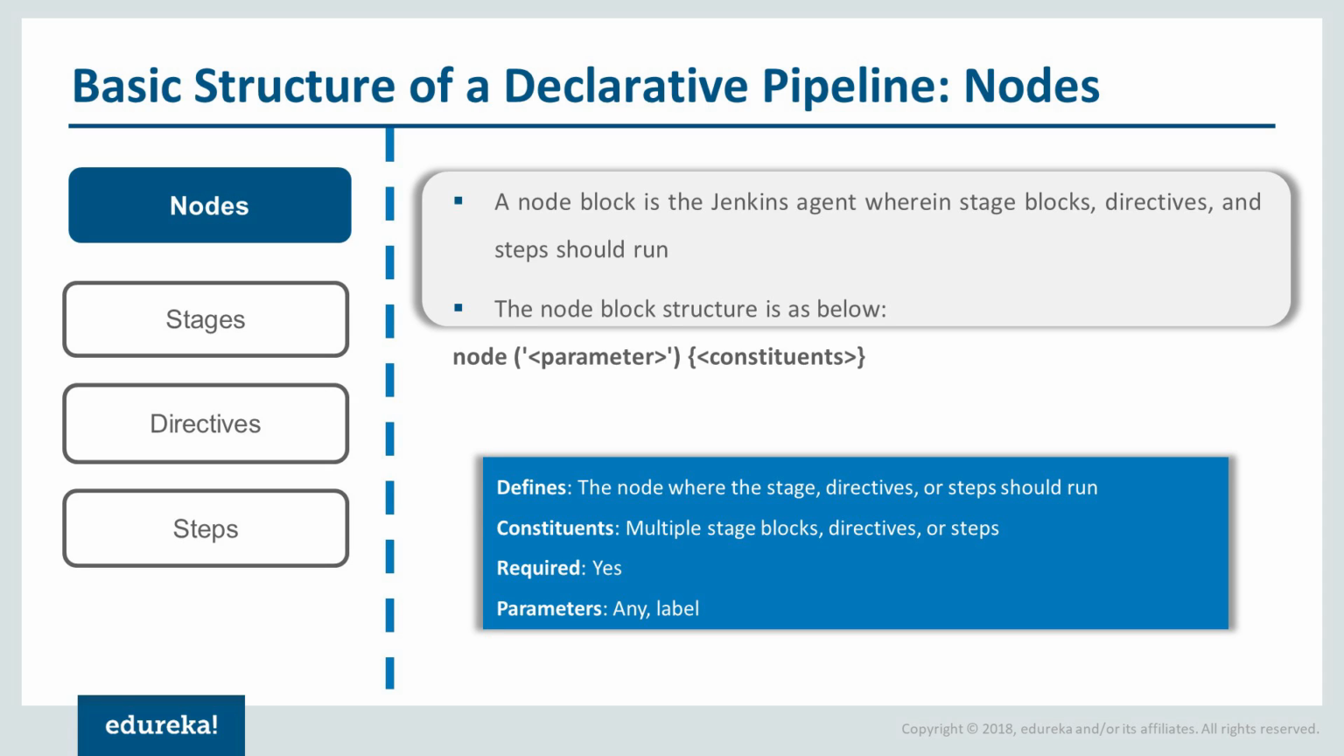Constituents would mean multiple stage blocks, directives, or steps. Is it required or not? Yes, it is required. It is a compulsory field which you have to mention. And when it comes to writing, let's say you don't want to mention any specific node name here. You want this to be run on any of the nodes. In that case, you can simply mention any. That would mean that Jenkins will run it anywhere, on whichever node is free. It can even run on master.